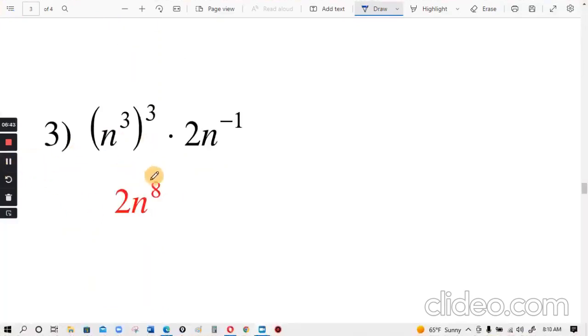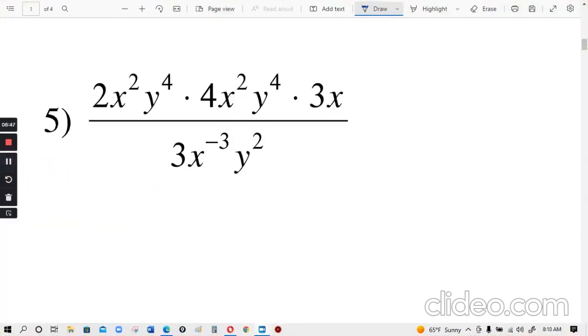All right, and it matches the answer they got for number 3. All right, let's look at number 5. It's not as bad as it looks. These are all multiplied in the numerator. Let's take care of that first.